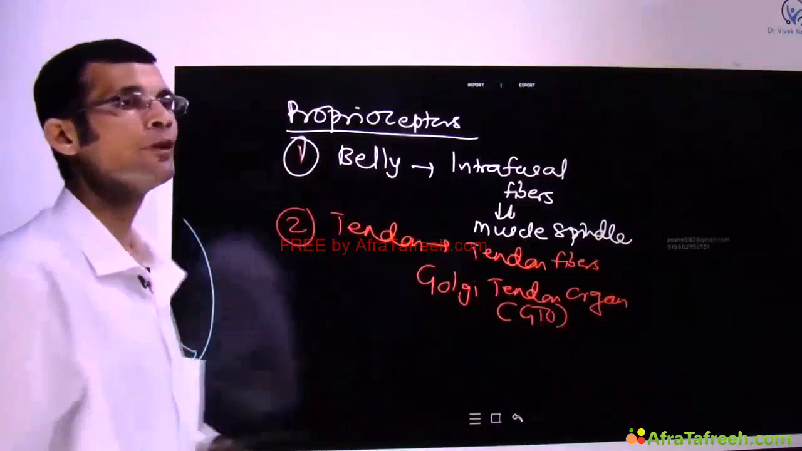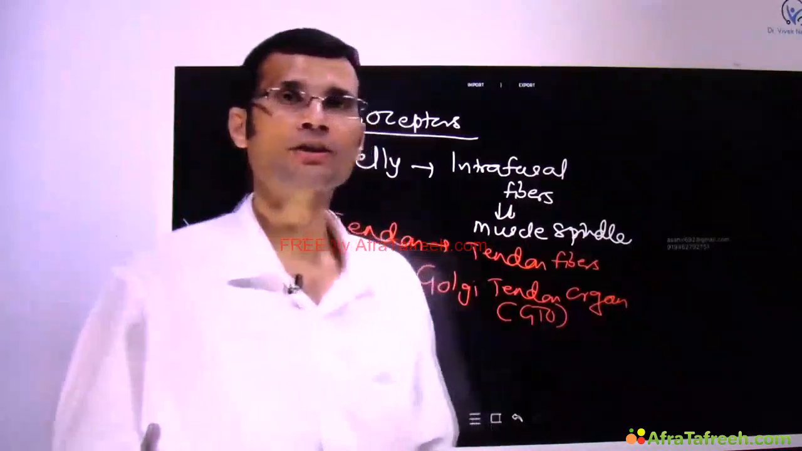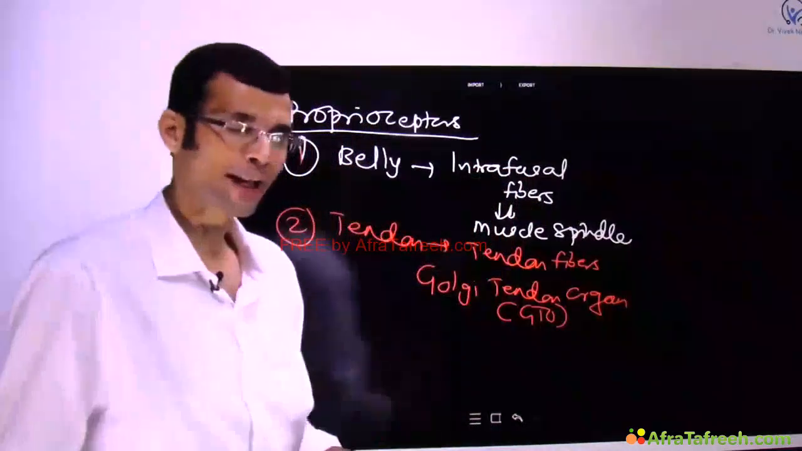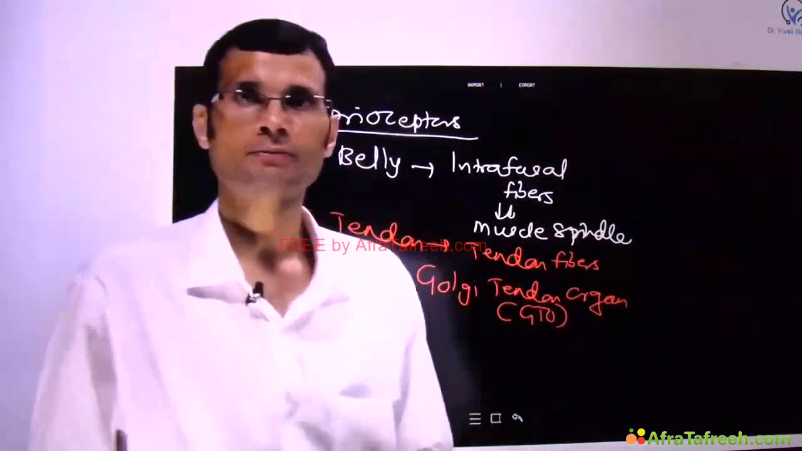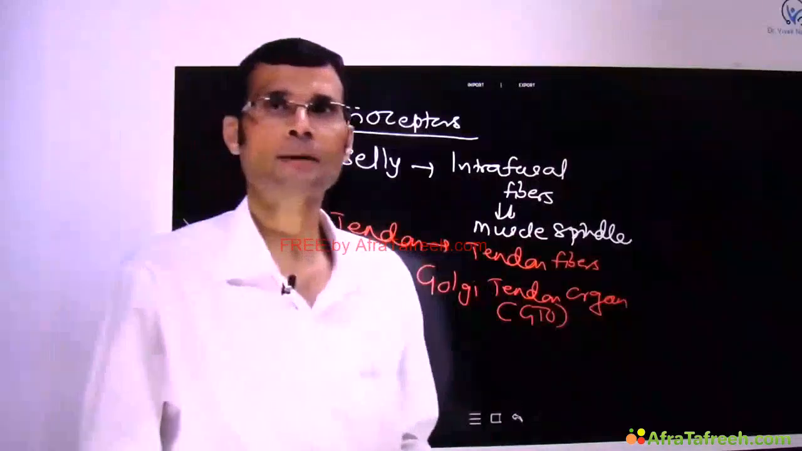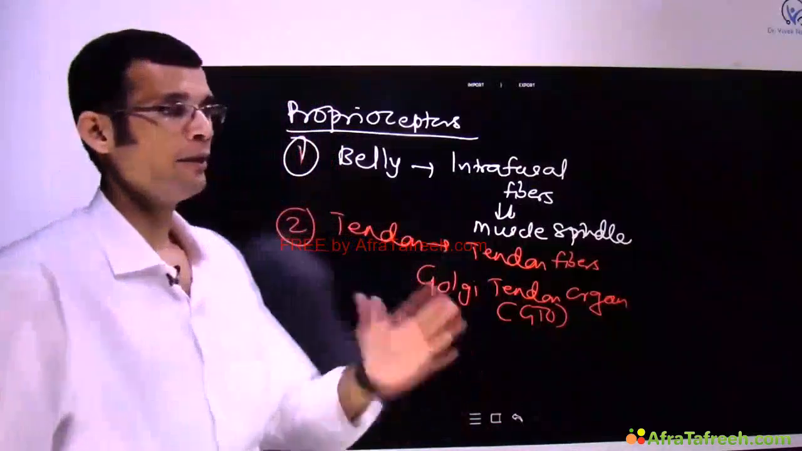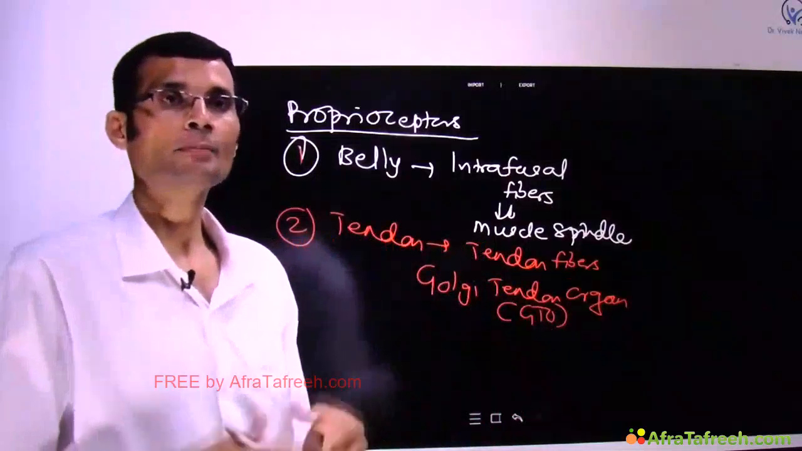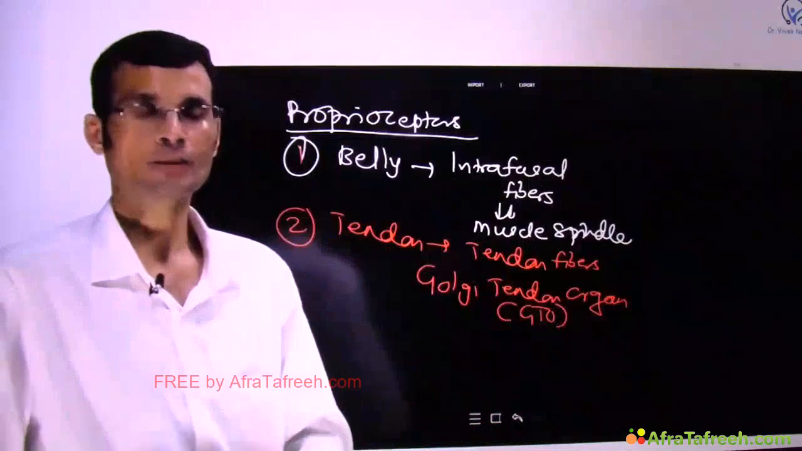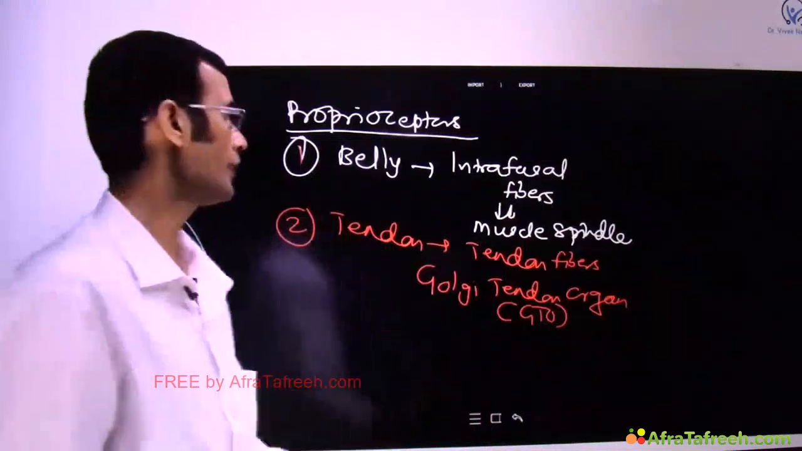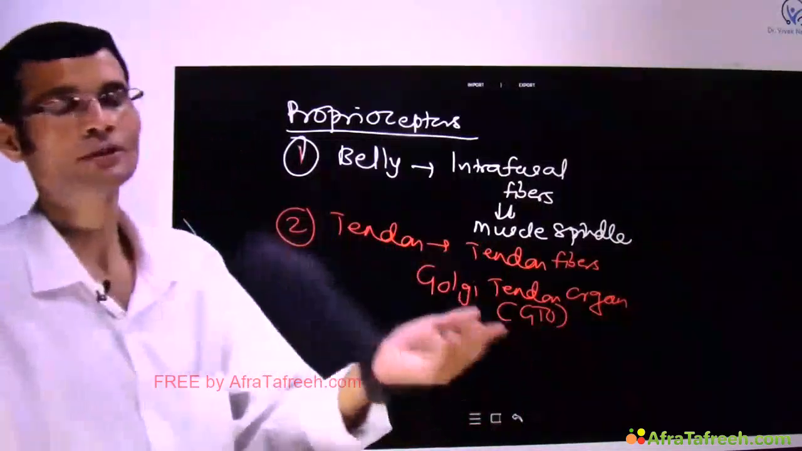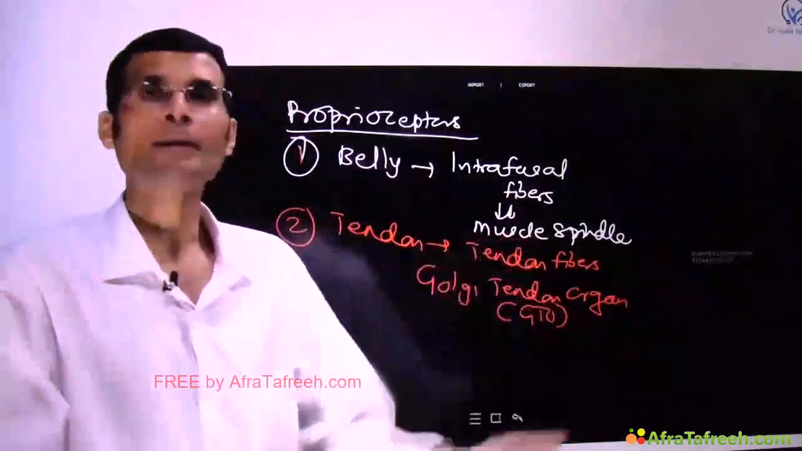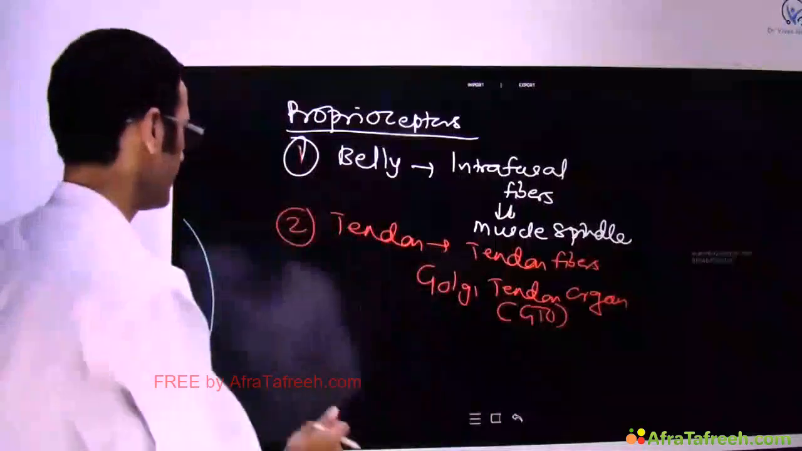Now, if you remember the discussion on muscle contraction, you will realize that muscle contraction means two things. When the muscle contracts, two things are happening. A, muscle length is changing, there is shortening of the muscle, and B, tension is developed in the muscle. So muscle contraction means these two things. To detect these two dimensions of contraction, we have two proprioceptors in the muscle.